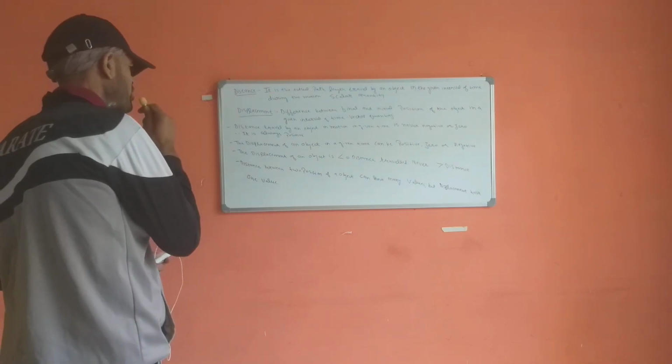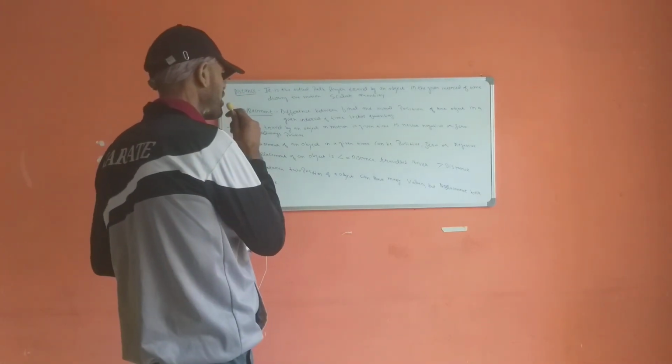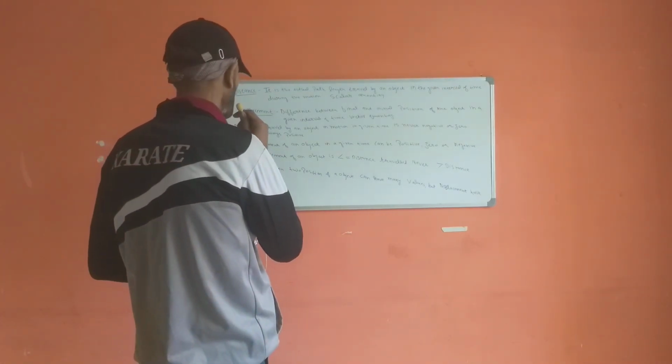Distance between two positions of an object can have many values, but displacement has one value.